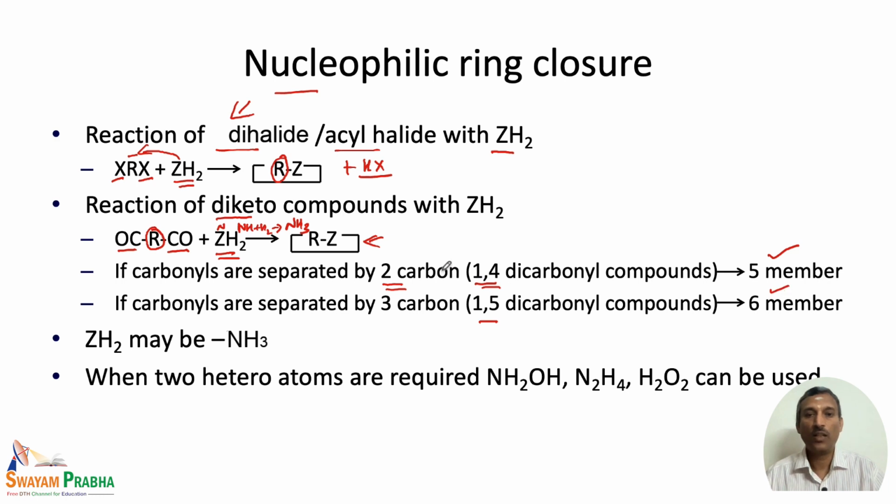So, these are all the different ways by which diketo compounds or dicarbonyl compounds can be converted to heterocycles. Here, as we mentioned, the ZH2 may also be in some cases an amino group. When two heteroatoms are required for the formation of the heterocyclic ring, we can use hydroxylamine, hydrazine, or hydrogen peroxide. When we use hydroxylamine, nitrogen and oxygen are the two heteroatoms which will be included in the ring, and when it is hydrazine, there are 2 nitrogen atoms involved, and when it is hydrogen peroxide, it is 2 oxygen atoms that are involved.